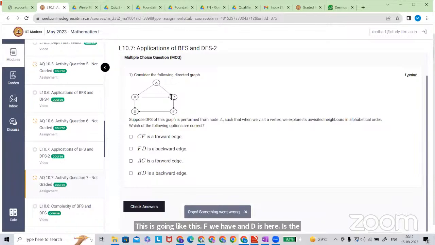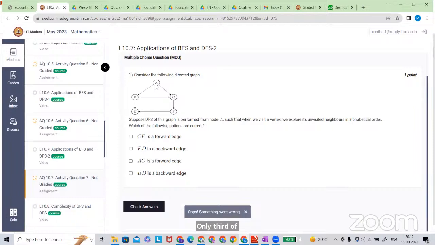Sir, option A and C are correct, right? A and C are correct. Okay. But sir, only the third is correct. Check the third answer. Yes, sir. And BD is a backward edge. Wrong, sir. BD is a backward, not forward. Only the third option is right. Okay, so let's check here. So CF is a forward edge.